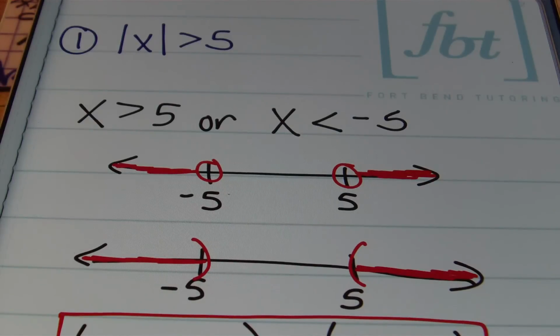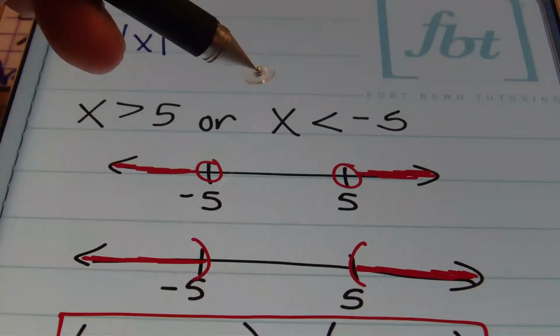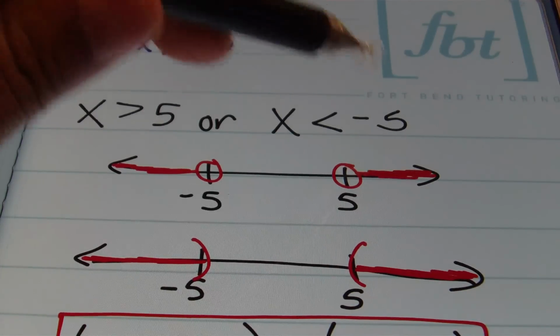So we started out with number 1 being the absolute value of x has to be greater than 5, and we solved for that by isolating the absolute value, which was already isolated, and then we went ahead and set it up as an or situation because of that greater than symbol. So we set up our first inequality to be x is greater than 5. We then wrote our or, and then set up our second inequality to be x is less than -5.